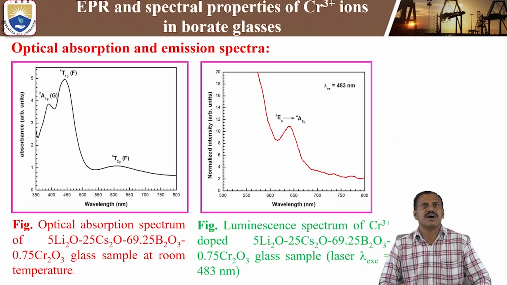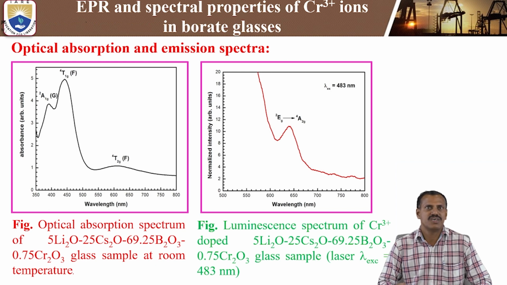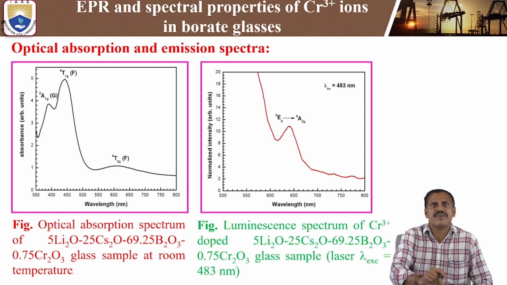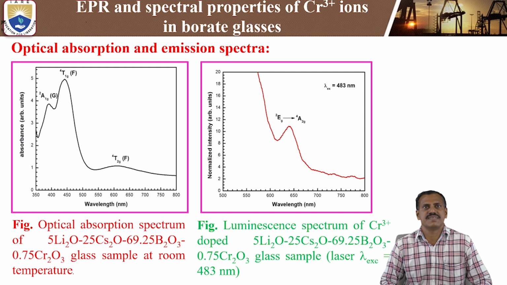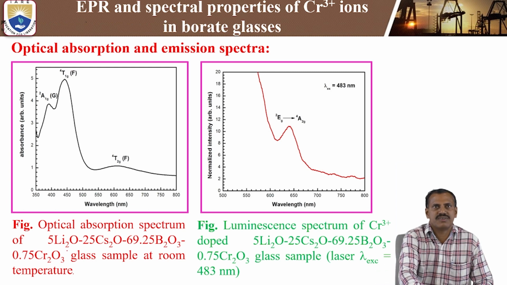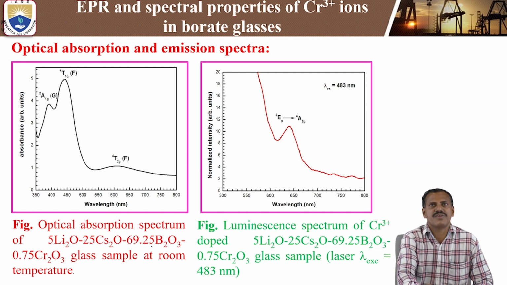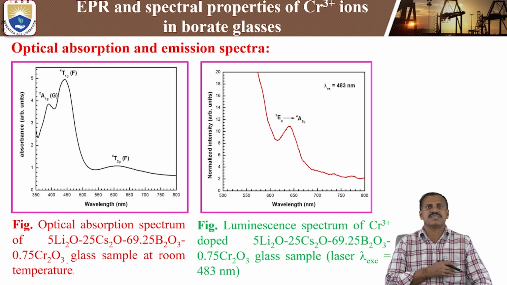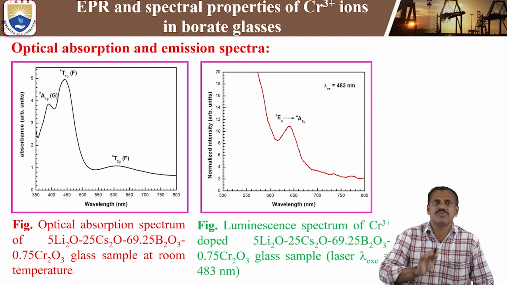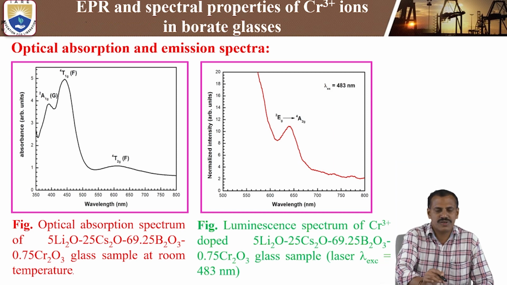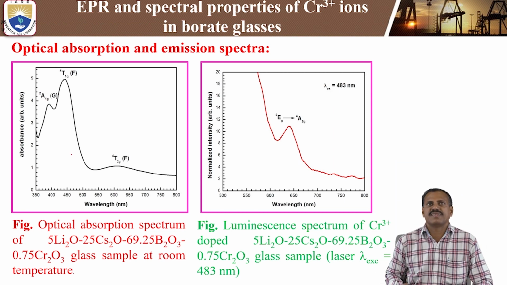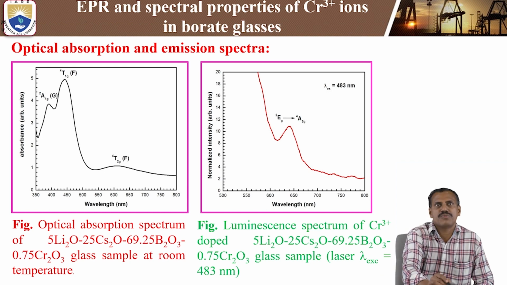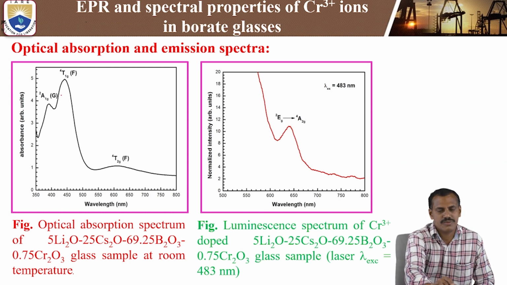Next, coming to the optical absorption and luminescence spectra. In the optical absorption spectra, we have low concentration glasses: 5 mole lithium oxide, 25 cesium oxide, 69.25 borate glass, and 0.75 chromium. So the total composition is 100 mole percent. We are studying the optical absorption at room temperature only. At room temperature, we are getting three peaks, not sharp but broad peaks. One is a little bit sharp and one more is a broad peak.